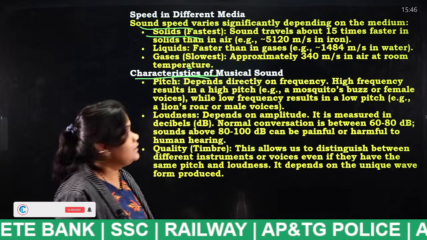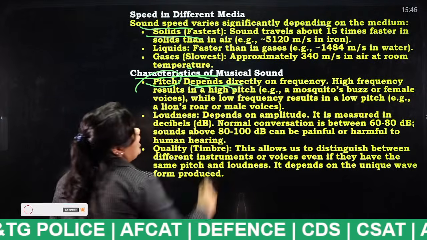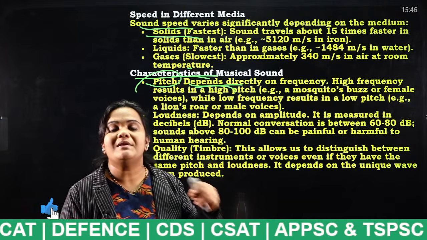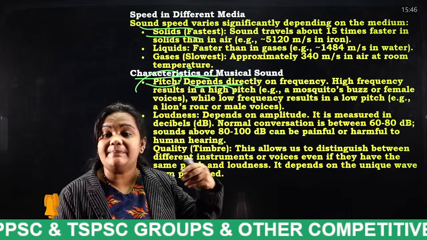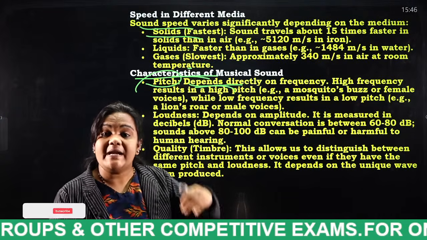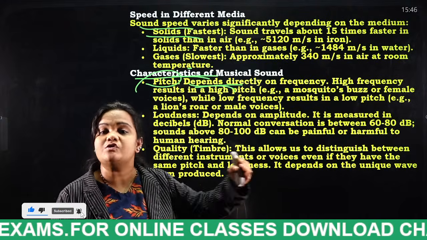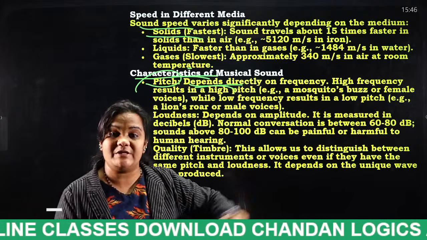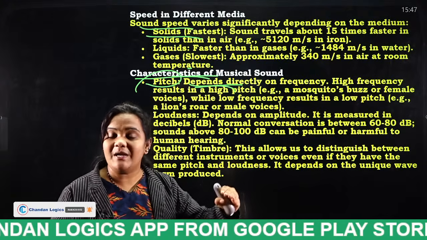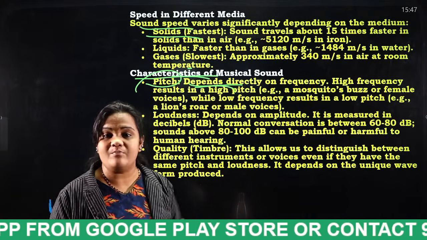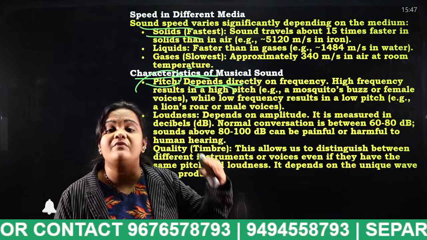So what is pitch actually? It depends directly on frequency. For example, you all know how a mosquito makes a noise. The noise of a mosquito depends on the frequency, that means the number of vibrations per second. So how is the mosquito's noise treated? It is treated as a high pitch. A mosquito's voice or a female's voice has a high pitch when compared to a man's voice. From this, what we have to understand is that the pitch depends on the frequency.